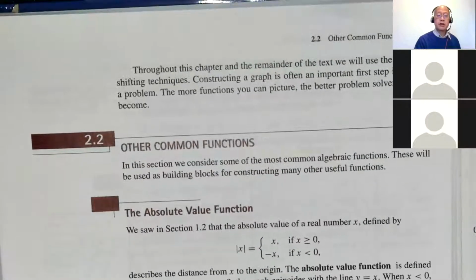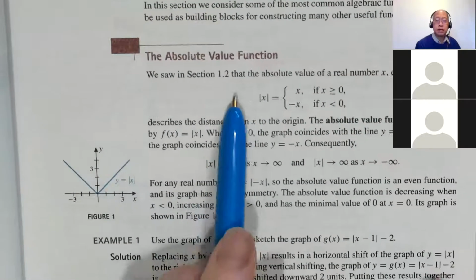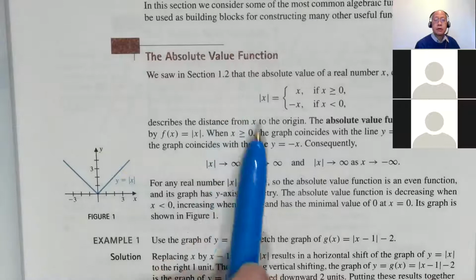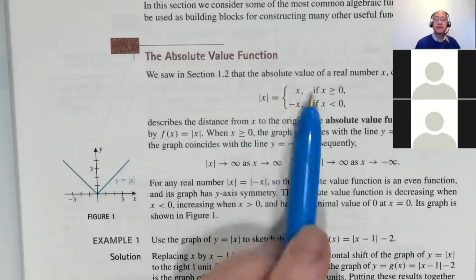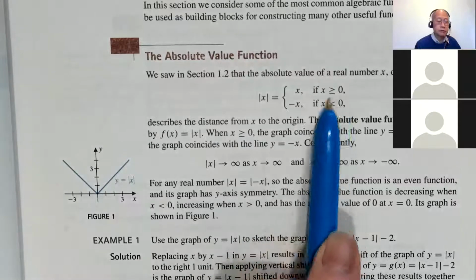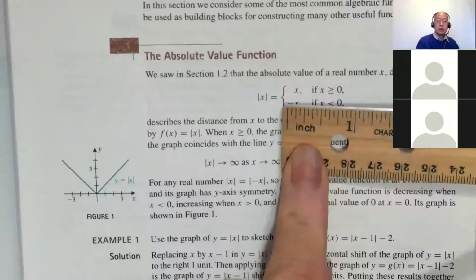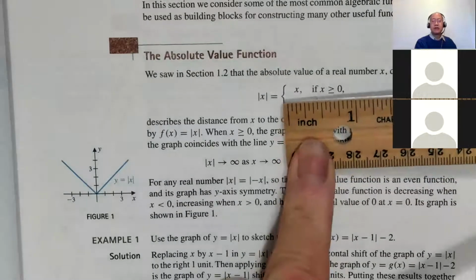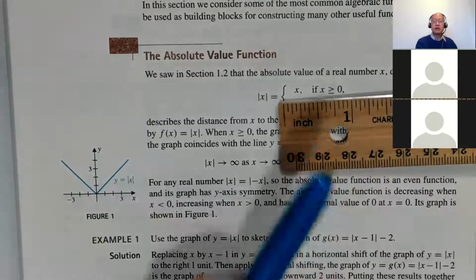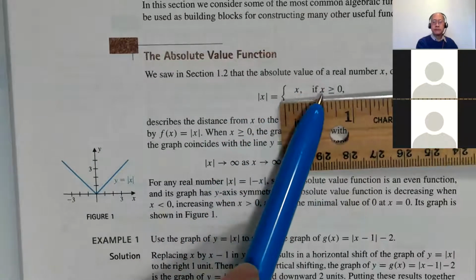Other common functions that we have. Okay, so the absolute value function you want to get somewhat comfortable with. Okay, absolute value of x, it's defined to be the same as x if x is greater than or equal to 0. We know that. Okay, so the absolute value of 5 is 5. Absolute value of 21 is 21. Absolute value of pi is pi. Absolute value of 0 is 0.